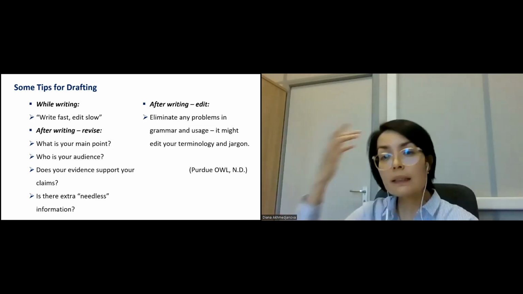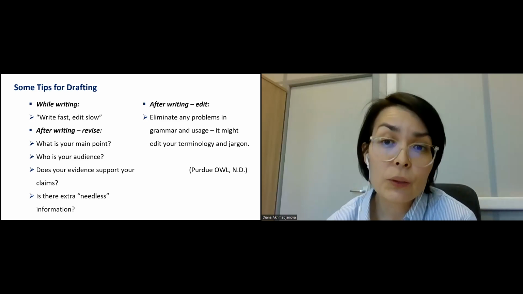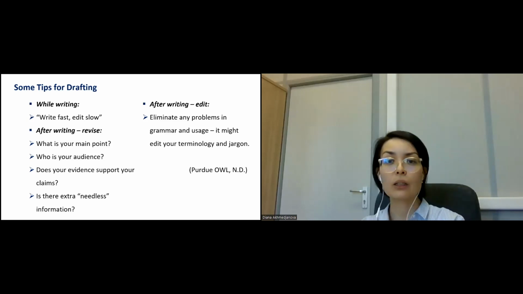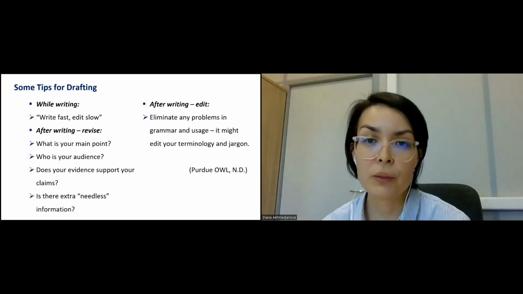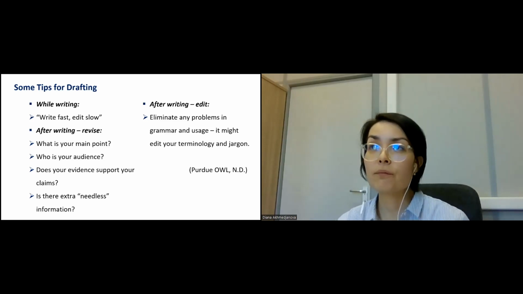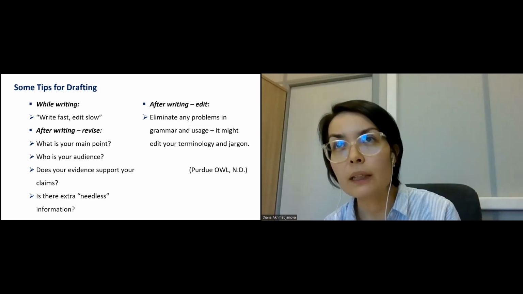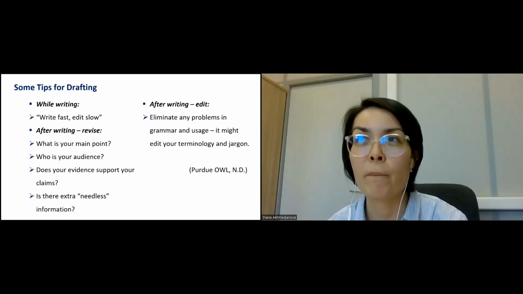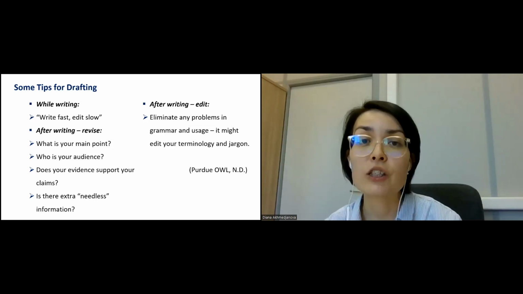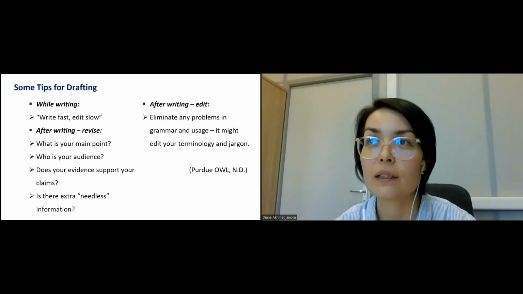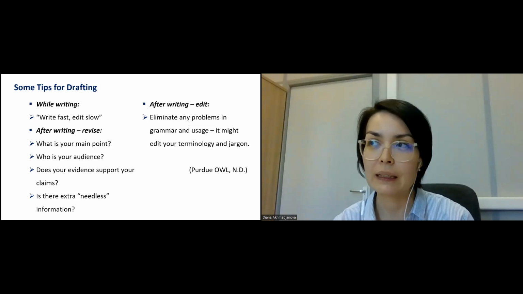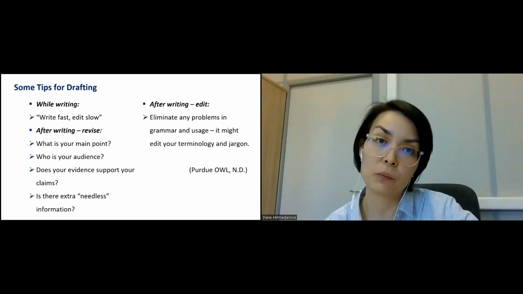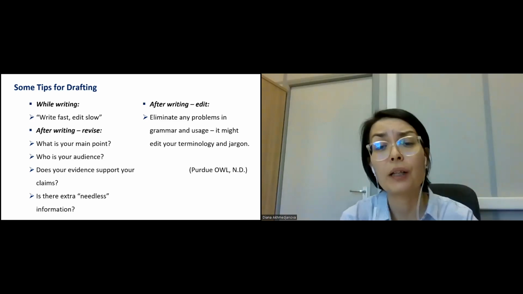And then as a final step, you can use these tools. We didn't do it today, but you can use them to edit your grammar, style and tone, to eliminate any problems with grammar and usage. But you have to be very careful, because sometimes Grammarly used to do it and QuillBot sometimes does it, right? It might edit or paraphrase your terminology and jargon. And we know that jargon in our field is actually the key to delivering ideas to our colleagues. So you have to be very careful when you're using these tools for editing as well.